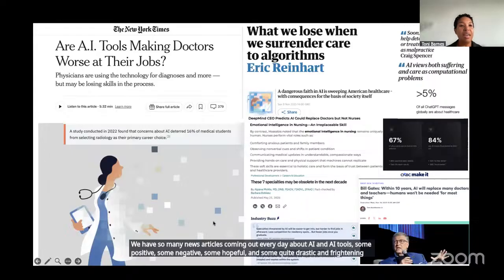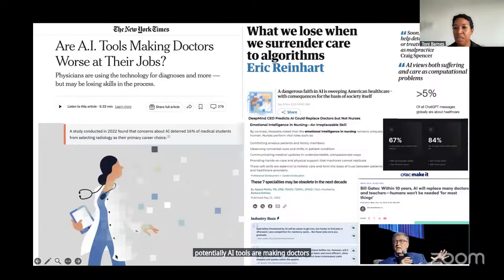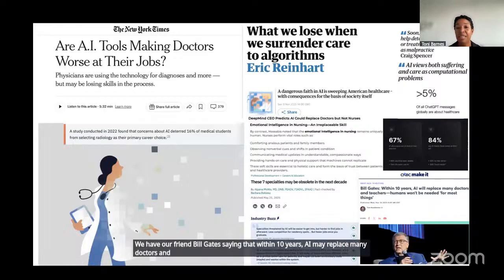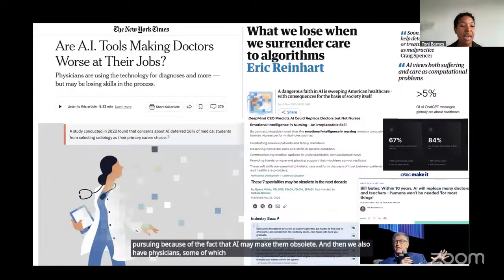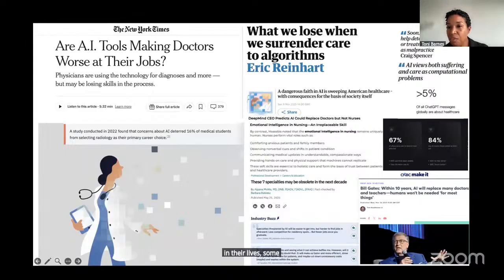We have the New York Times stating that potentially AI tools are making doctors worse at their jobs. We have our friend Bill Gates saying that within 10 years, AI may replace many doctors and teachers as well. We have some subspecializations that people are being discouraged from pursuing because of the fact that AI may make them obsolete. And then we also have physicians, some of which are stating that they use AI every single day in their lives. Some of them, 89% of physicians stating that they use AI at least once a week.